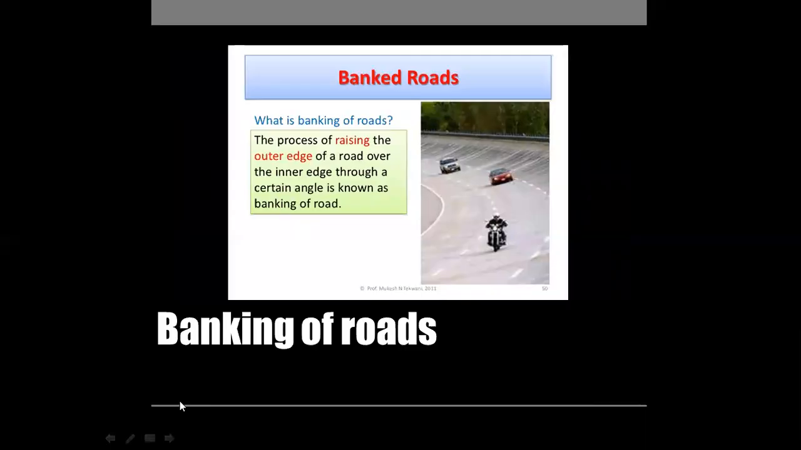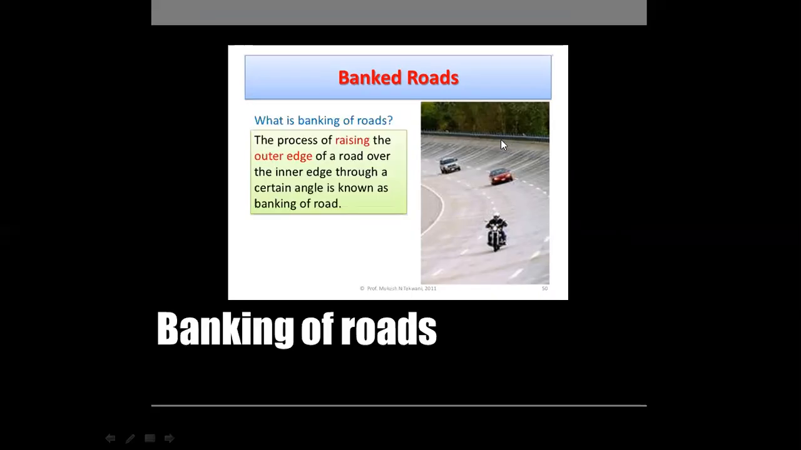Now the banking of roads is a practical application of centripetal force, and a very important question from the exam's point of view. What is the meaning of banking of roads? Banking of road is when the outer edge of the road is raised. When going in the mountain areas or in northern areas where the roads are slippery most of the time, then the friction which is providing the centripetal force becomes less, and a car could slip or skid from its path.